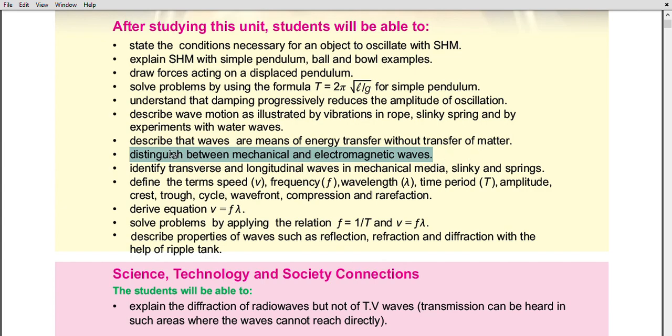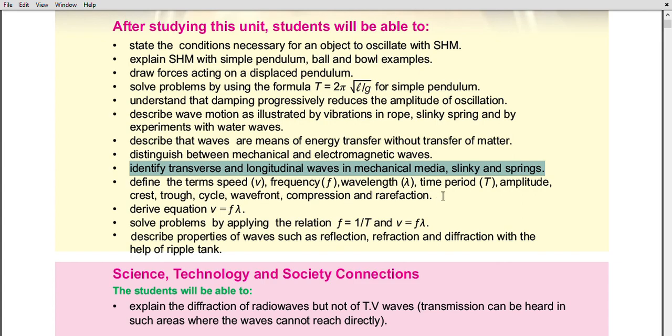Then we will be able to distinguish between mechanical and electromagnetic waves. These are the types of waves, so we'll get to know about these types. And then further types of mechanical waves will also be discussed, that is transverse and longitudinal waves. And we'll get to understand these waves by using slinky and springs.